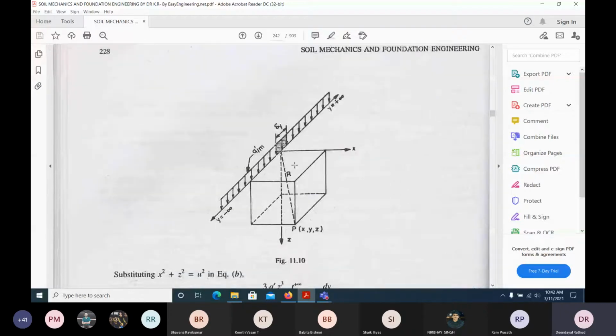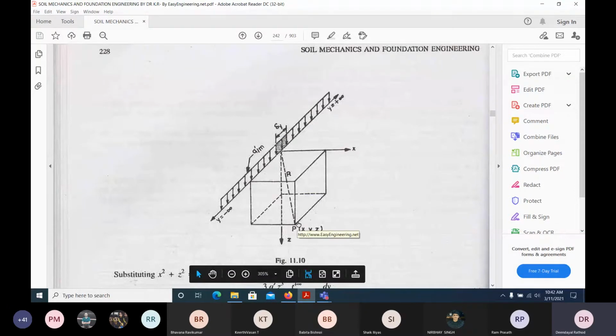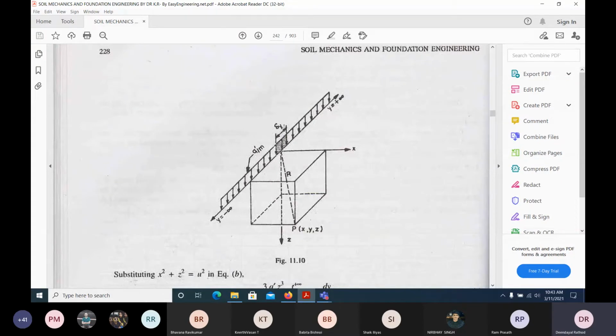Now, suppose I ask you to find the vertical stress at a point P, like we have done for our point load q, where the point has an x, y, z coordinate. Suppose I ask you to find the same thing for a line load. In that case, what do we generally do? This thing we know.